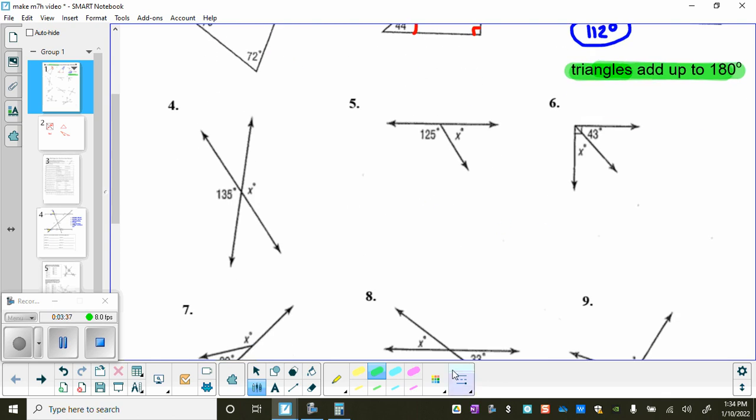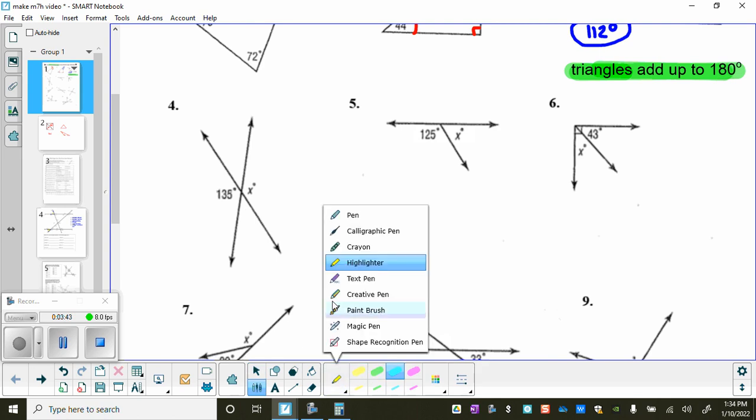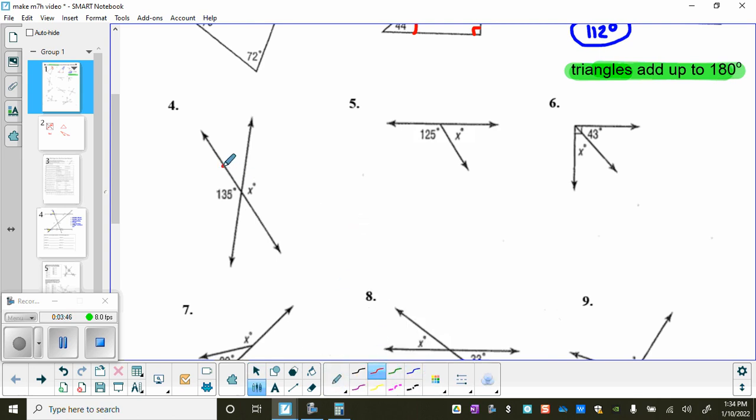Now for number 4, I see here that I have a pair of vertical angles. You might remember from the previous video that these are vertical because they make kind of like a bow tie. Think bow tie. So anyways, these should be equal. So if this is 135, then this has also got to be 135 degrees. And again, what justifies this is that these are vertical angles.